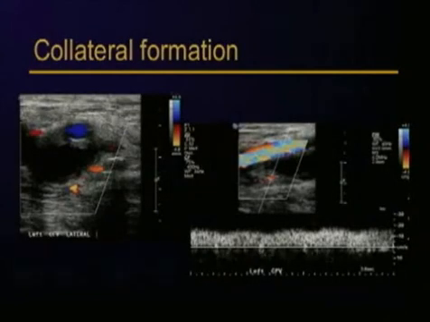Now, one misconception is that collateral vessels occur over time, and that if you have collaterals, this is a chronic situation. Collateral vessels may open up acutely in this patient. You see there is distension of the vein. We don't see the thrombus that well, but there are collateral vessels in this area, and this is a patient with acute thrombosis, not a chronic situation.